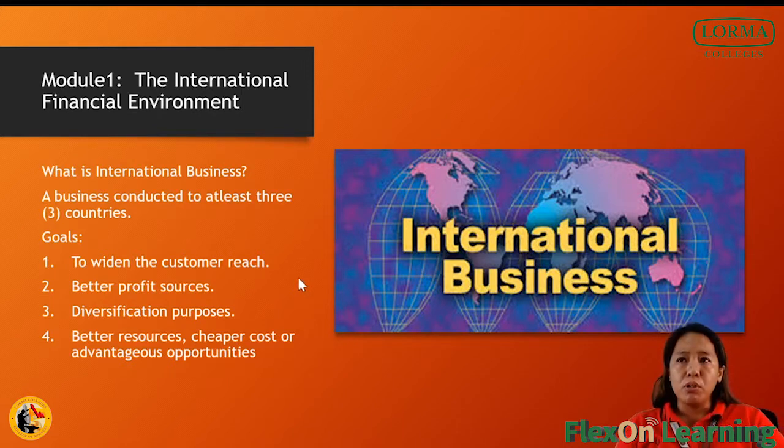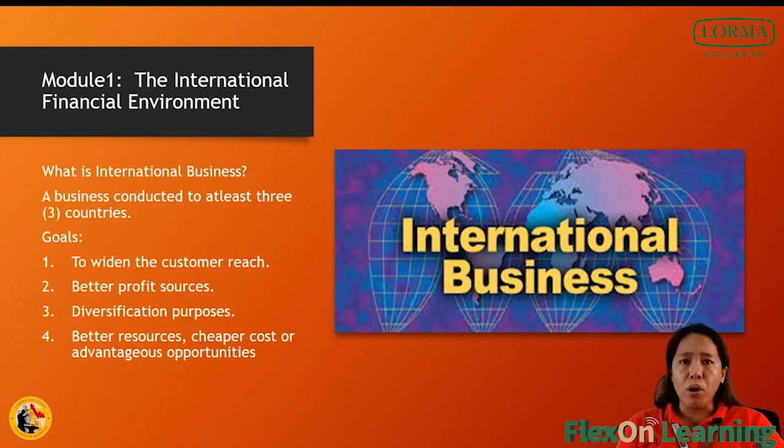So, Module 1 talks about the international financial environment. Before we go into the financial environment, let us discuss first what is international business. When you say international business, you must be conducting business activities in at least three countries. The first country is your mother country or your base country, and then you have a business branch, or you are conducting business in two more for a total of three.